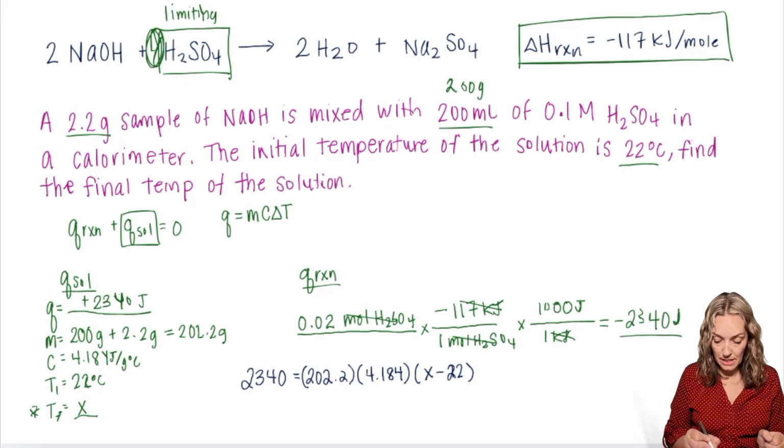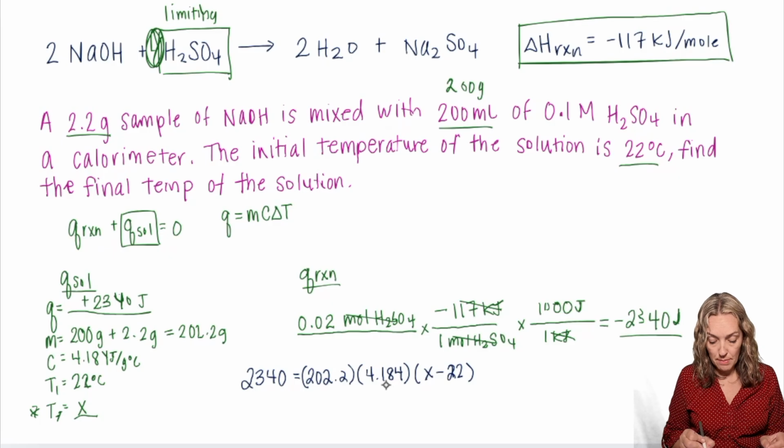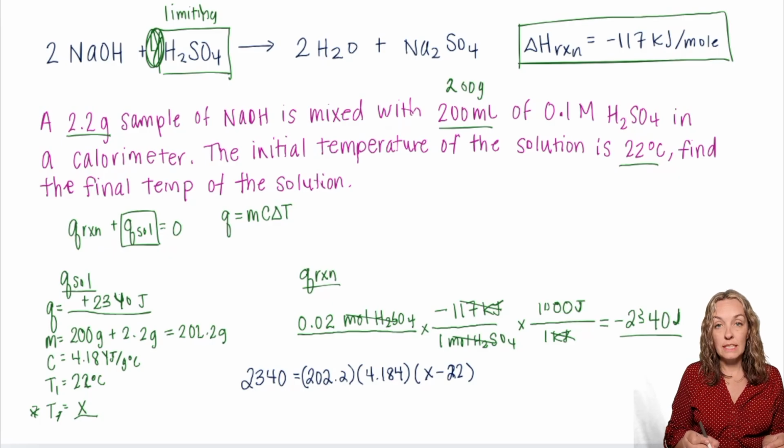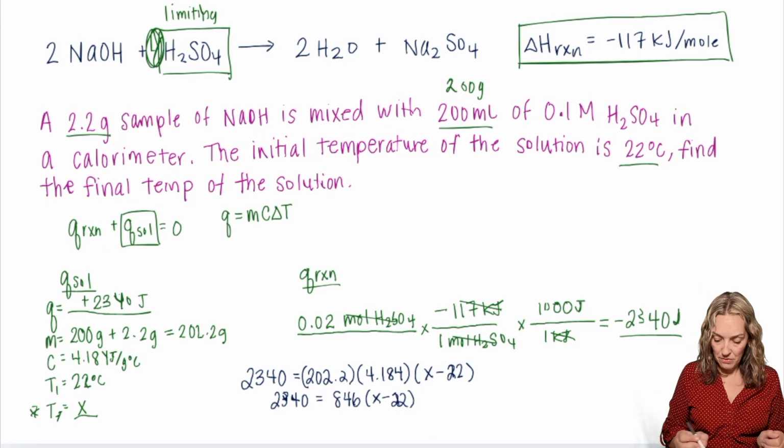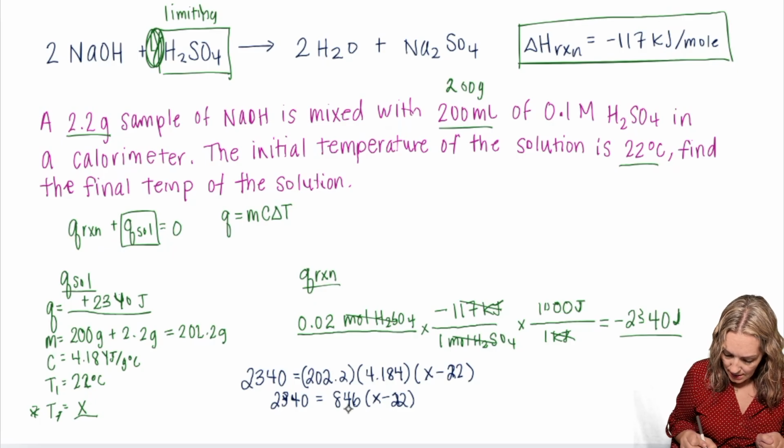All right, I can now sub in my numbers. So instead of Q, I put 2340. Notice that it is positive because this is in relation to the Q of the solution. For the mass, 202.2, my specific heat capacity, and then instead of delta T, I always need to take my final minus my initial. Since I don't know my final, I'm going to call my final x and minus 22. All right, I'm going to solve for x by simplifying. I can combine these two terms to get 846 times x minus 22.